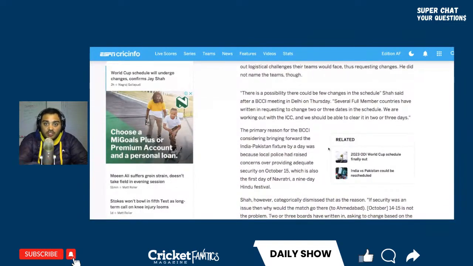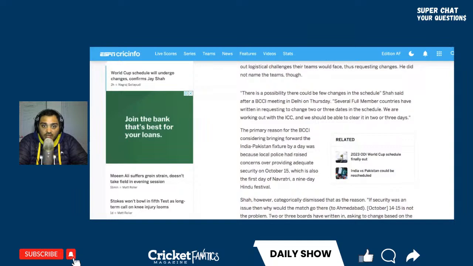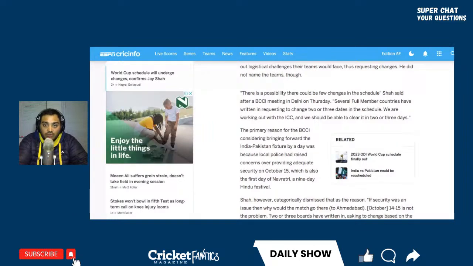There's a possibility there would be a few changes in the schedule. Shah said after the BCCI meeting in Delhi on Thursday, several full member countries have written in requesting to change 2 or 3 dates in the schedule. We are working out with the ICC and we should be able to clear it in 2 or 3 days.